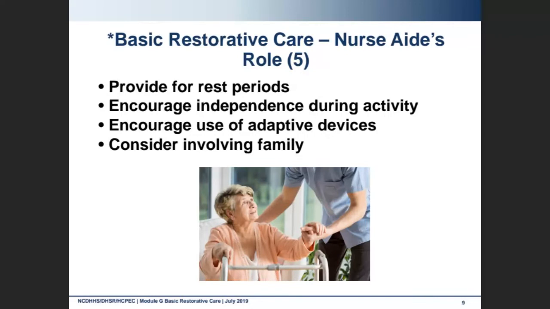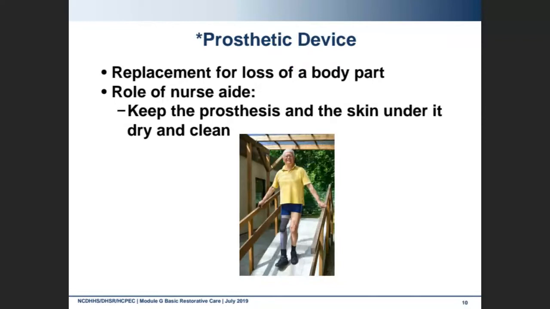And actually, before we get to those, we're going to talk a little bit about prosthetic and orthotic devices and what the difference in those are. So a prosthetic device is a replacement for the loss of a body part. A prosthetic is going to be specifically fitted to that one person. This could be like a hip prosthesis, like an artificial body part, like a leg or a hand.